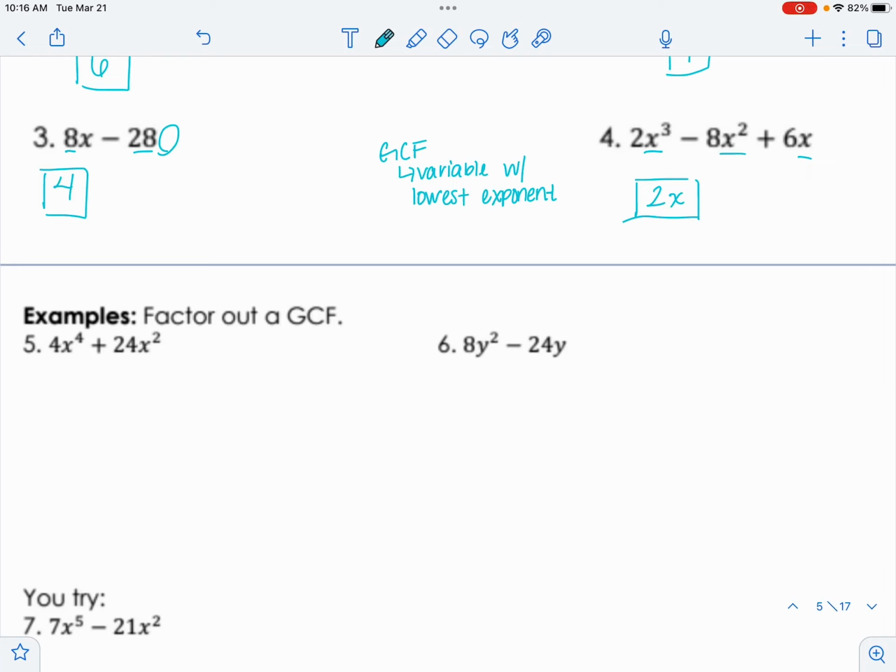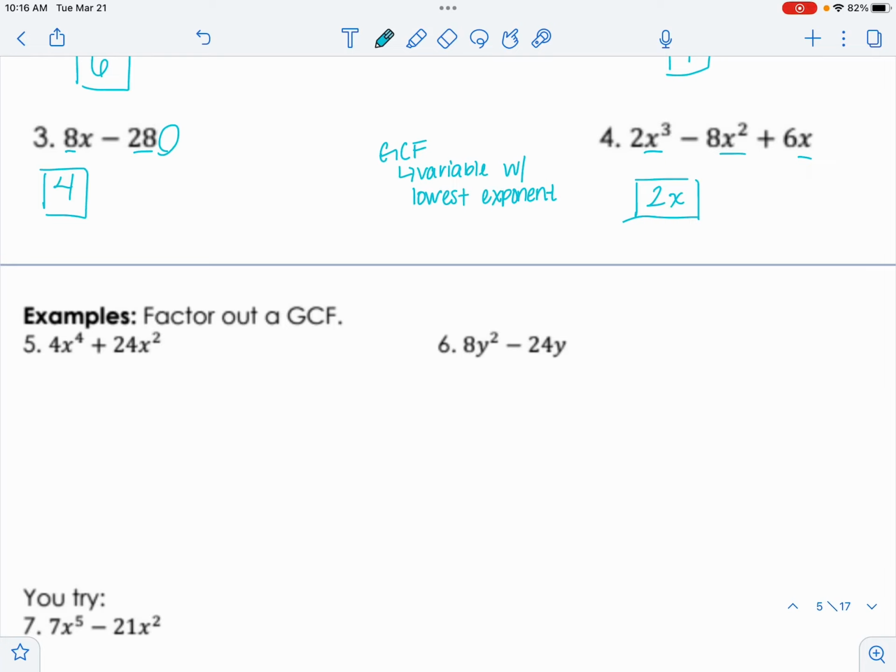So between 4 and 24, my greatest common factor is 4. And between x to the 4th, and I'm actually going to give myself a little bit more room, so I'm going to write this a little lower. Between 4 and 24, my greatest common factor is 4. And between x to the 4th and x squared, I take out the smallest exponent, as long as all of my terms have variables. So my greatest common factor is 4x squared.